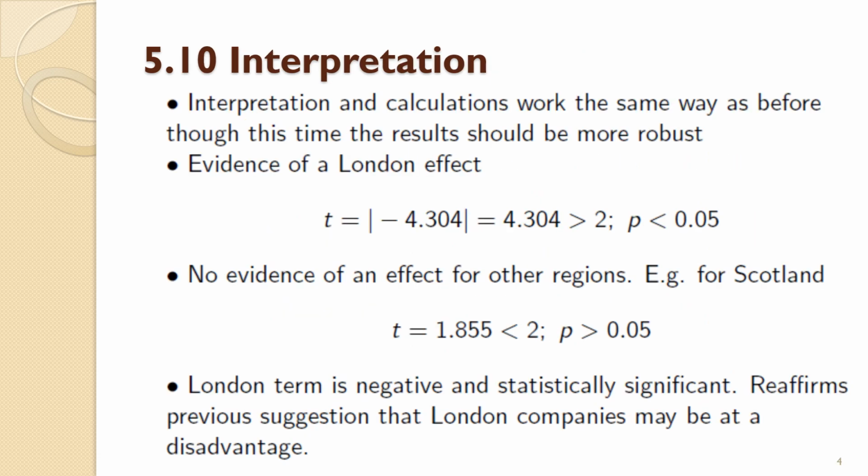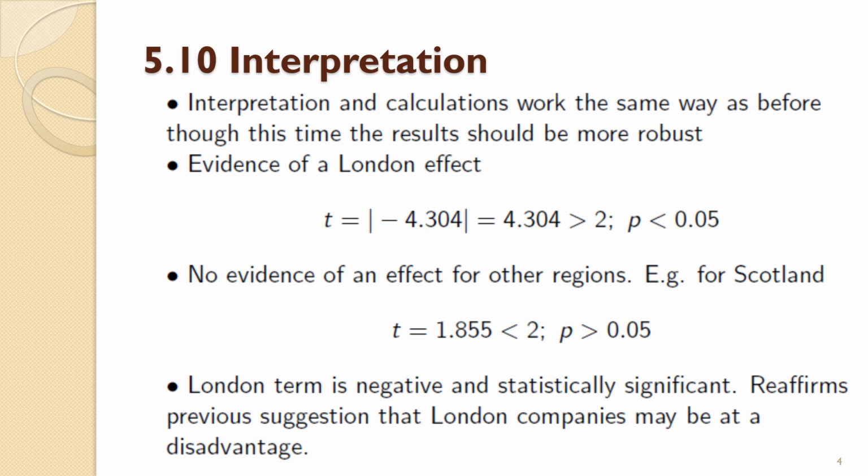So some artificial differences in terms of how the results are presented, okay, but most of the interpretation and calculations work the same way as before, though this time the results should be more robust, precisely because you've accounted for correlations caused by repeat measurements from the same hotel. So in this case, what you have is evidence of a London effect.